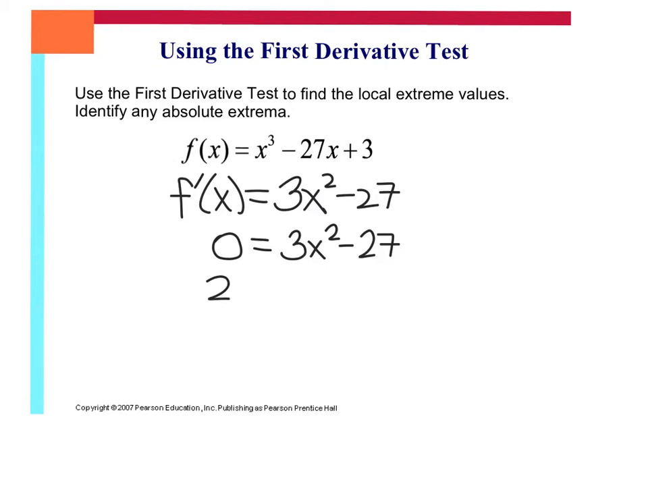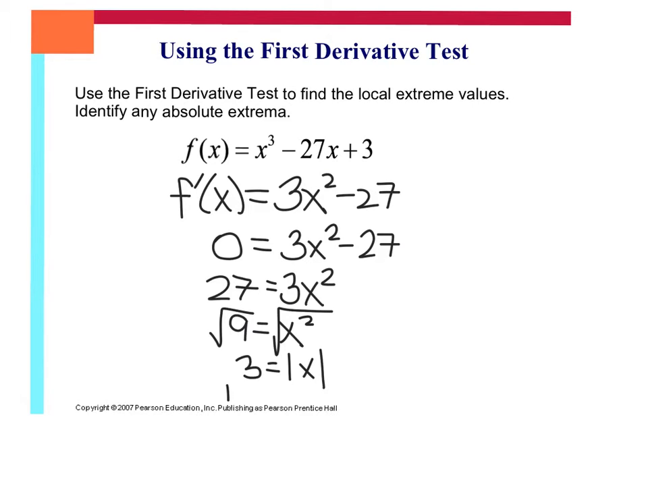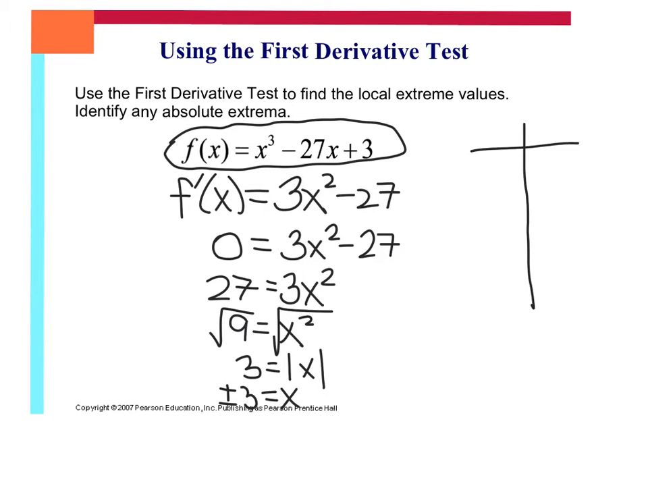So we add 27, then we divide by 3, and then we take the square root of both sides. So we get 3 equals the absolute value of x. So we end up with plus or minus 3 as our possible critical points. Now, looking back at the original function, are these values within its domain? Well, it is a cubic function, so yes. So we are going to consider the values of a positive 3 and a negative 3.